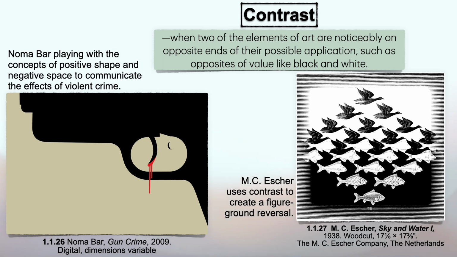The last concept, contrast, is an element or principle of art. It's a principle. Contrast happens when two of the elements of art are noticeably on opposite ends of their possible application, such as opposites of value like black and white.